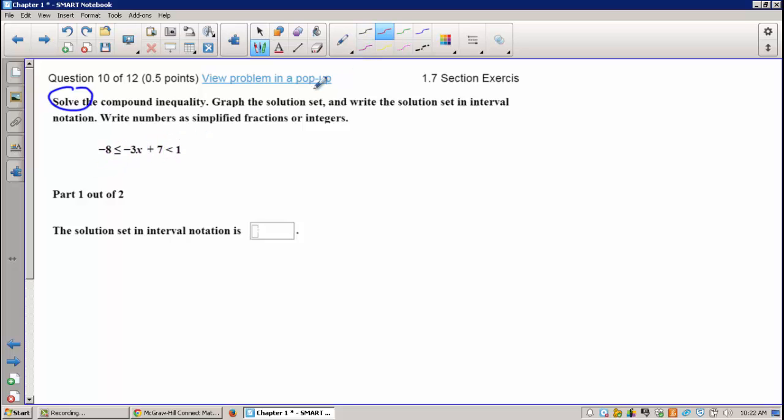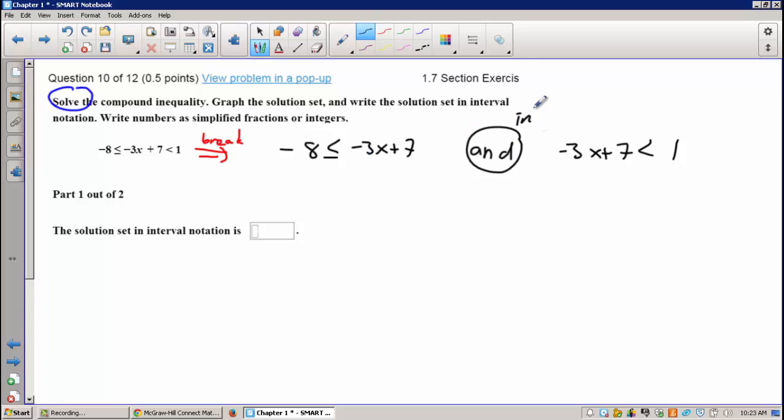If you wish, you can break it apart. You take the left side first, and then you take the right side and use the word "and" between them. This is how you break a double inequality. So you can split apart to the left and right and work this question separately and then get the intersection.